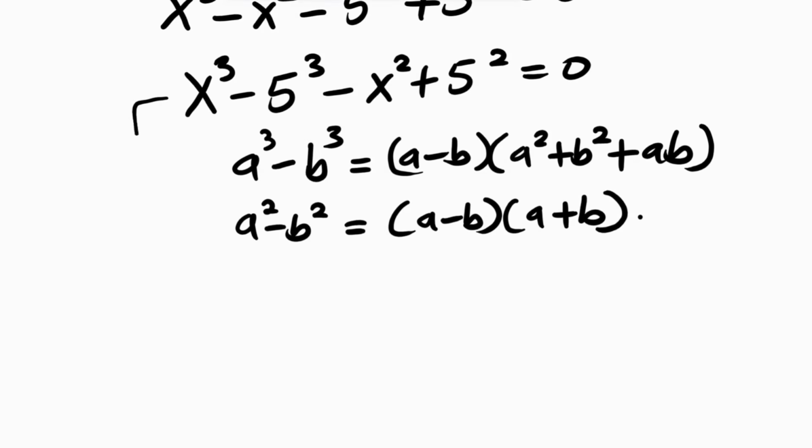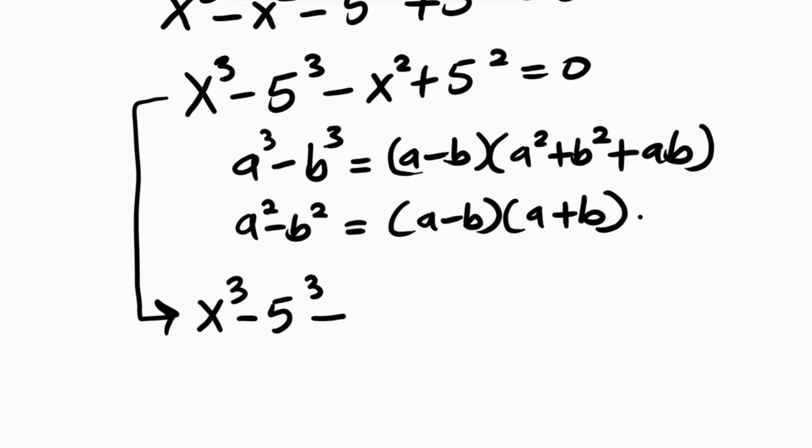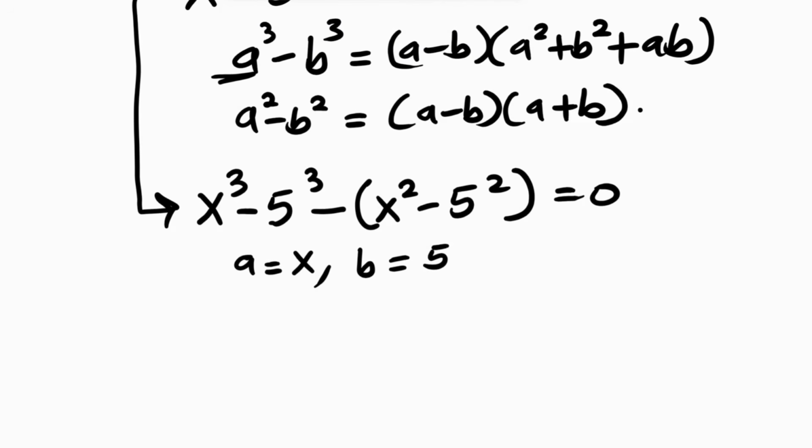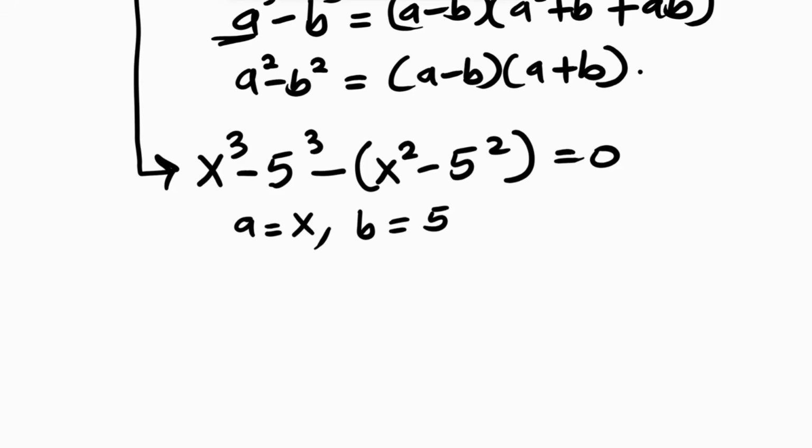Okay, so if we come down here, we have x³ minus 5³. If we factorize the minus sign out, we have x² minus 5² equals 0. So from here, a is equal to x and b is equal to 5. Okay, so let's do the first one, x cubed minus 5 cubed.